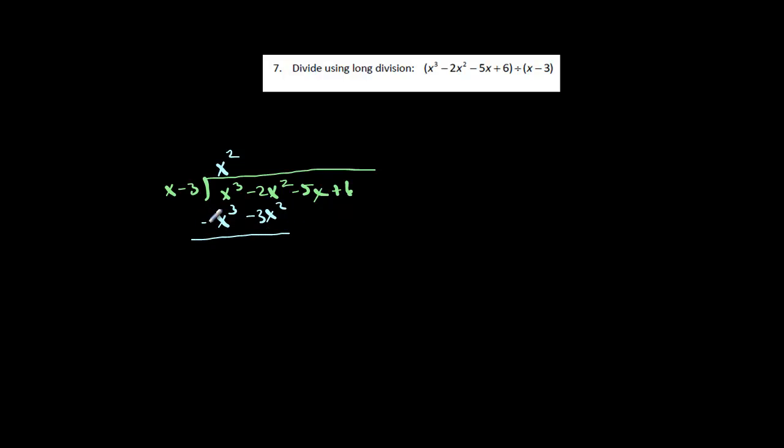Number 7, division problem, long division. So x minus 3 is the divisor. X cubed minus 2x squared minus 5x plus 6 is the dividend. So x cubed divided by x is x squared. We're going to multiply this through now. X squared times negative 3 is negative 3x squared. Change the signs, add down.